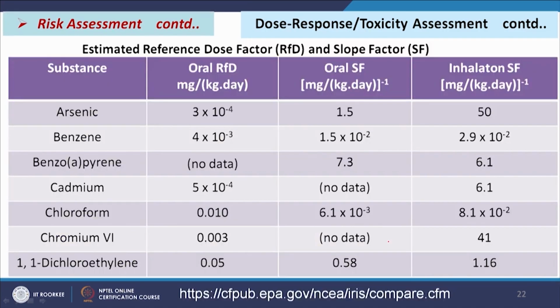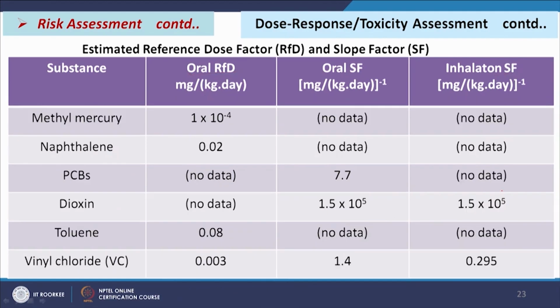Now, these are some examples for arsenic, benzene, benzopyrene, cadmium, chloroform, chromium 6, 1,1-dichloroethylene. So, you see the oral RFD, that means when we take these pollutants orally, the RFD is this in mg per kg per day, and the SF will be this. And when we take them through inhalation from the air, the SF values are given here. The values are different, and for others like methyl mercury, naphthalene, PCBs, dioxin, toluene and vinyl chloride, the other values are given here.